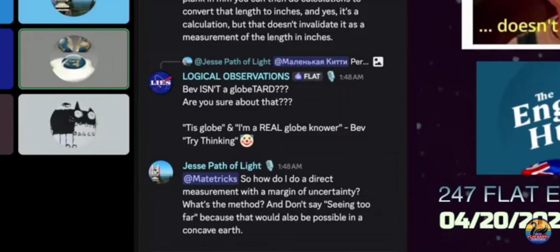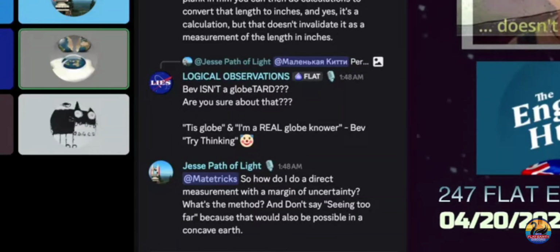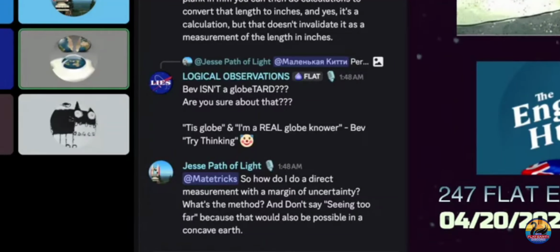How do you do a direct measurement with a margin of uncertainty? Well, guess what, mate? You're the one that's in here always preaching about how we mess up with refraction and how you've got it sorted out. So how about you get your margin of uncertainty and work it out for yourself?